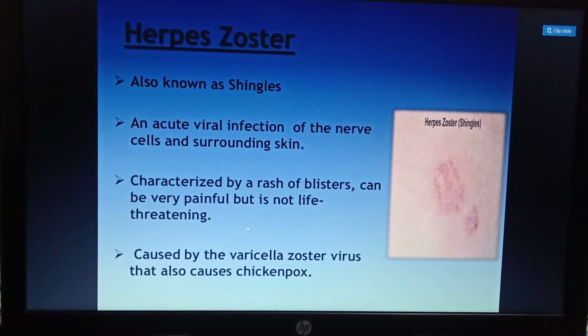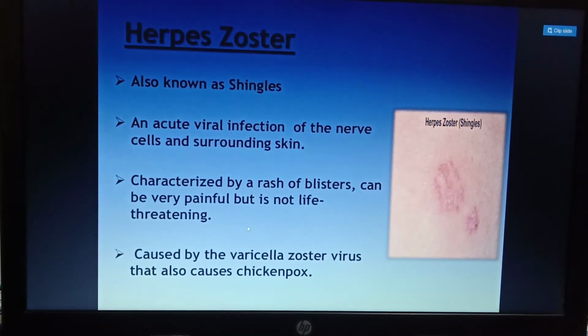This viral infection mostly affects our nervous cells, or the nervous impulses and transmitters, and from the spinal cord it transmits the infection. It is characterized by rashes of blisters. As in the diagram, shingles appears like blisters, and it is very painful, but it is not a life threatening process. It is in the same family as chicken pox.